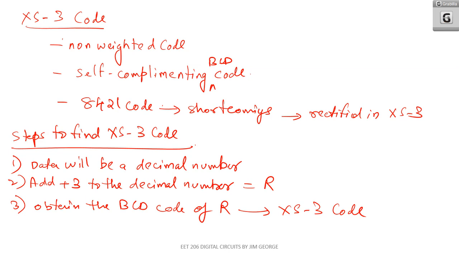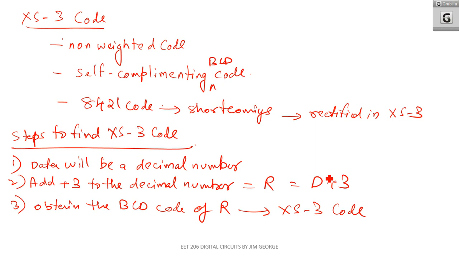So basically the data will be given as a decimal number. Add 3 to the decimal number, so that the result is R. That means we can write R is equal to the decimal number D plus 3. And obtain the BCD code of R. That gives the Excess-3 code. Some examples.